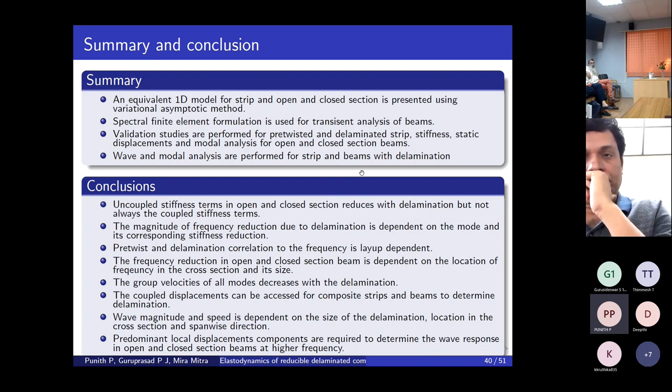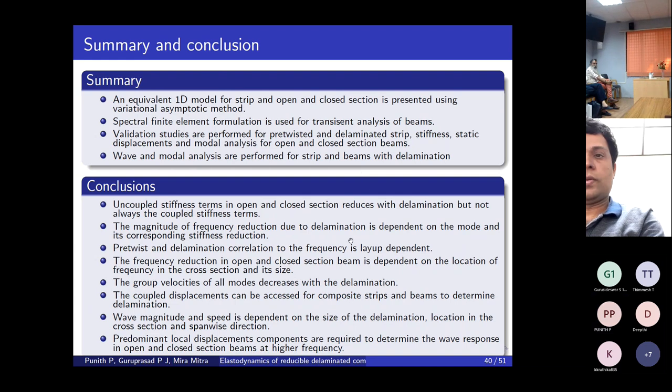To conclude, I would say that the current model is helpful in analyzing the behavior of open and closed cross section or any thin walled beams in the presence of partial delamination, because we get more insights through the changes in the displacements. By observing the changes in the displacement and in the stiffness matrix, we can infer the macro behavior of open and closed cross section beams under static and dynamic loads.